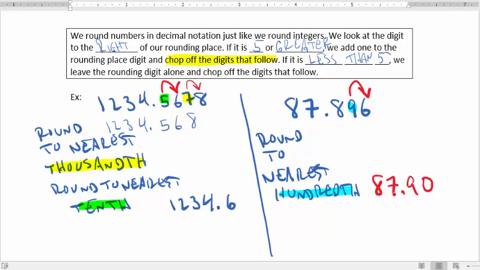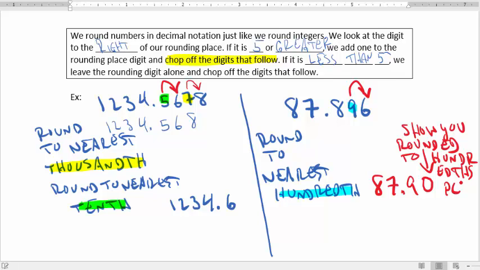But if you're rounding to the nearest hundredth, you need to keep that 0 there to show you rounded to the hundredth. Right? You need to keep that 0 to show that you rounded to the hundredth place. So just keep that in mind, right? If the place that you're rounding to ends up being a 0, you still actually write it in there. So that's the one case that's a little bit tricky.